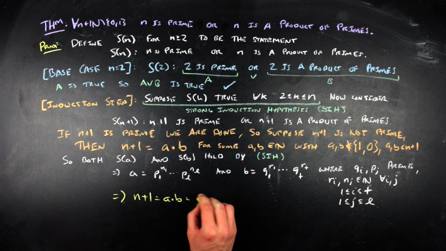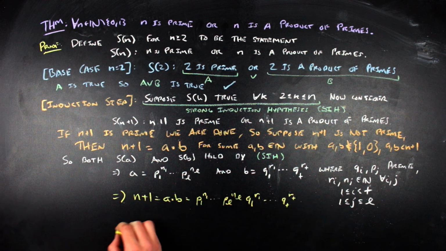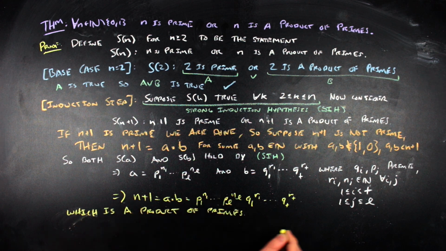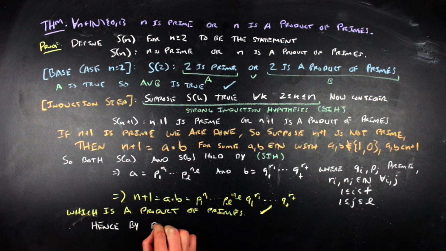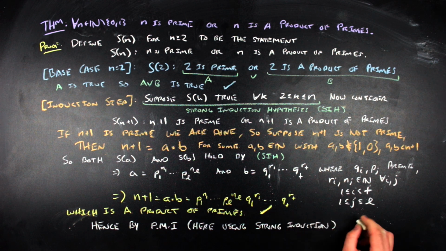And once we do that, when we multiply them together, we'll see that n plus 1 is equal to this product of primes. And thus, we have the desired result for the inductive step. So hence, by the principle of mathematical induction, here using a strong inductive hypothesis, we have that the original statement holds, that every natural number has a factorization into primes. Again, I'm avoiding uniqueness here because I just want to show that one exists, because it illustrates the use of strong induction in this particular case. But yes, that's essentially it.